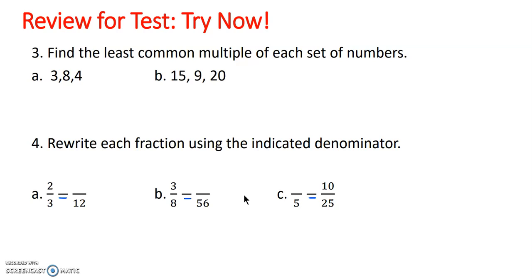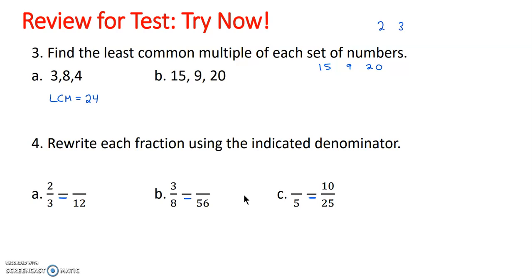For number 3a, I'm finding the least common multiple here. These numbers are pretty small, 3, 8, and 4. So if I'm counting up by 8s, 8, 16, 24, I can see that all of these numbers make 24. So the least common multiple here is going to be 24. But for B, I'm going to need to do a little bit more work because the numbers are larger and there's 3 of them. So I recommend that alternative method. So we'll review that now.